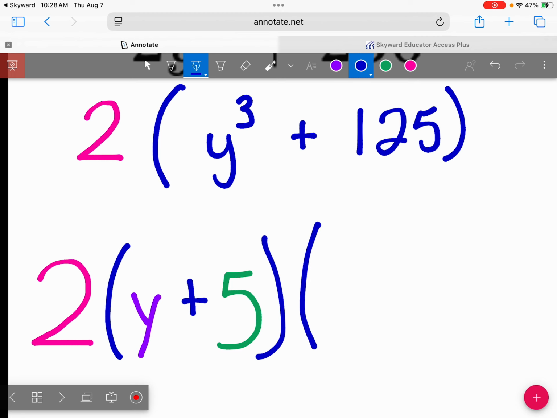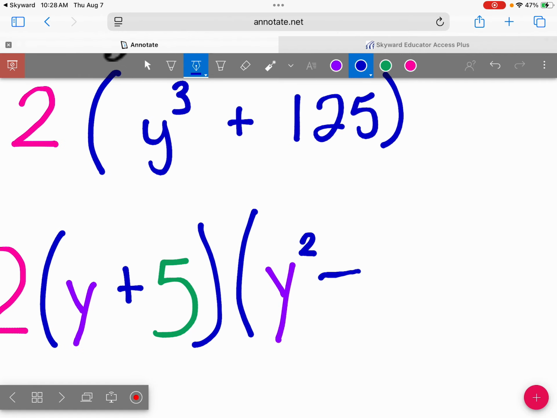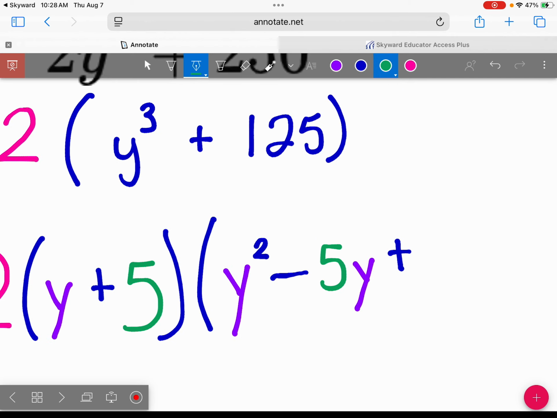Then we're going into the second piece where we take our guy that was in front, our y that cubed, and it gets squared. Then we're going to use our opposite sign. I need to multiply the 5 and y together, so we get 5y. We always have a plus sign here, and then we get our 5 squared. 5 squared, also known as 25.